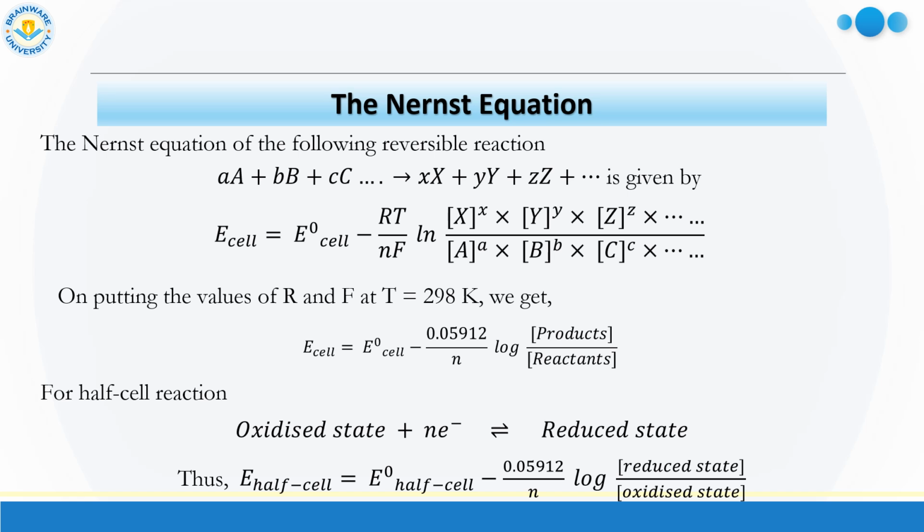Now let's consider a half cell reaction. We have an oxidized state of a species, we add n number of electrons to the species, and we get the reduced state. For this half cell reaction, what will be the form of the Nernst equation? It will be E half cell equal to E0 half cell minus 0.05912 by n log of the concentration of the reduced state, which is the product here, over the concentration of the oxidized state. In this way, using this equation, we can simply calculate the half cell potential for a half cell reaction.